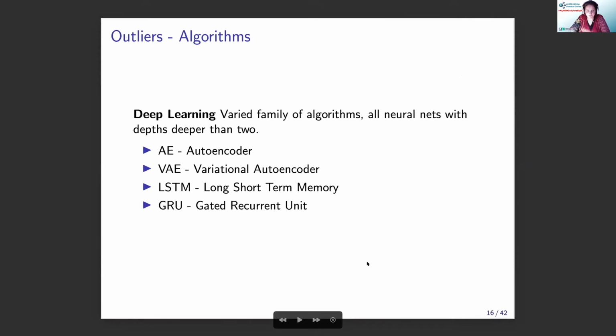Okay, so everyone's favorite algorithms are deep learning algorithms. They're very sexy. Everyone thinks these are the algorithms of the time, the state of the art. And they are very varied. The one thing they have in common is they are all neural nets with depths deeper than 2. They don't have anything else in common.